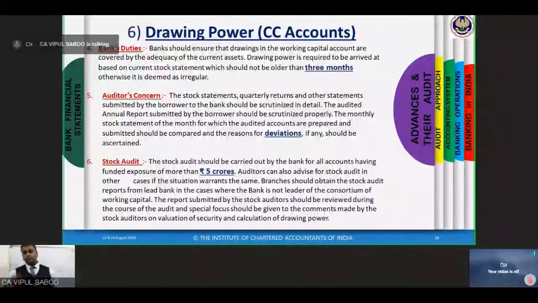So the auditor would take that stock statement, he should compare it with the audited balance sheet, the closing stock at year end, and he should ask for the deviations if the deviations are too much.